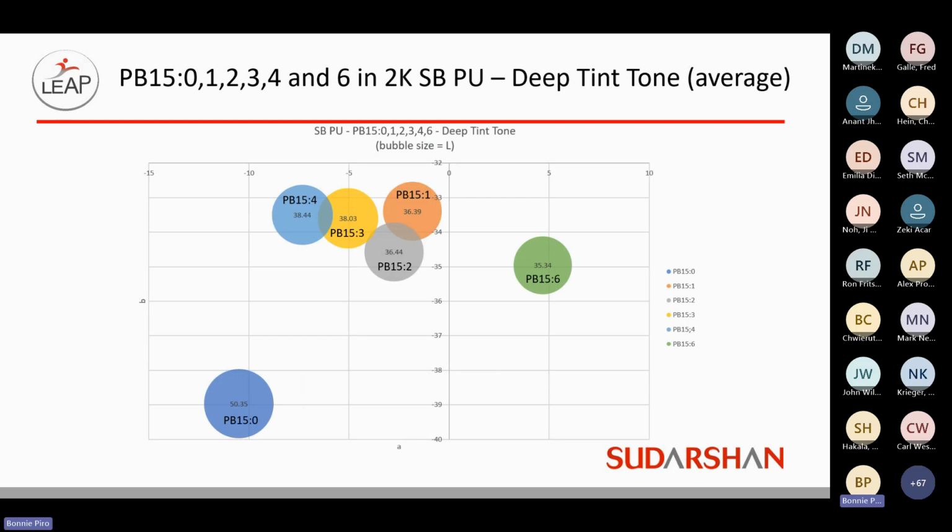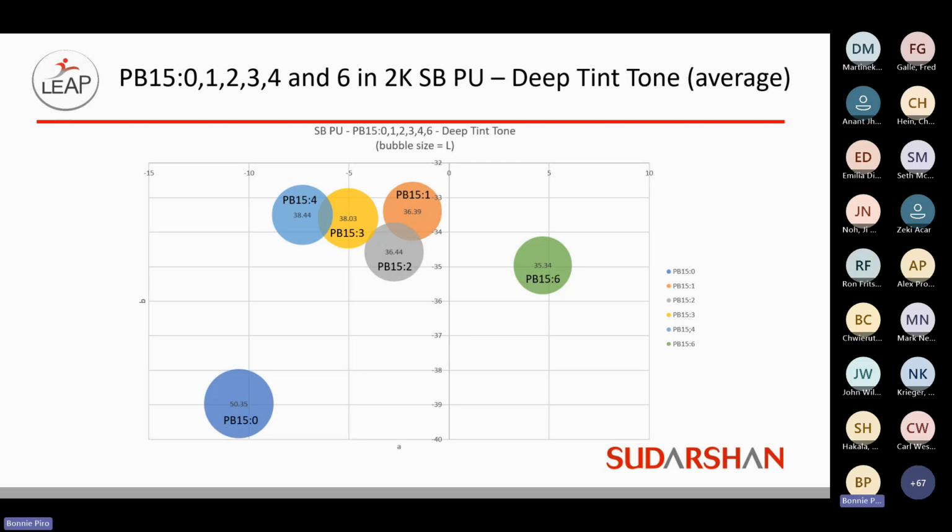Like we've done before, here is the average of the six modifications, in this case in a deep tint tone color positioning, which is a 50-50 mix with TiO2, to be able to better see the color differences of these developments. So this is a kind of dark tint tone in terms of color space. Again, the Epsilon, the Pigment Blue 15:6, is still going to be your most red, followed by some alphas and the betas.